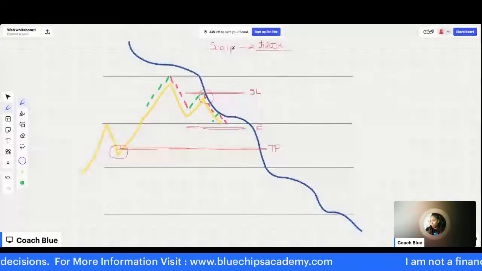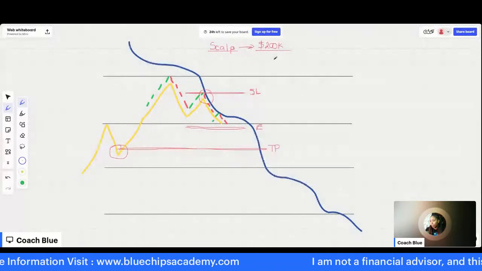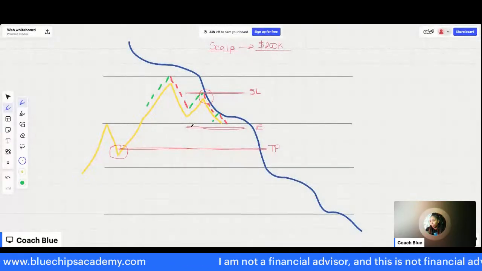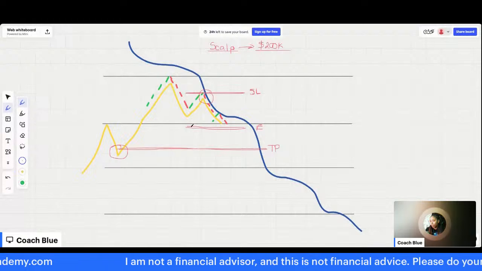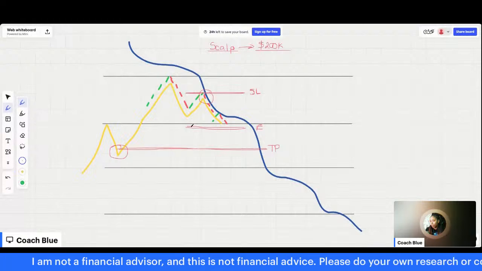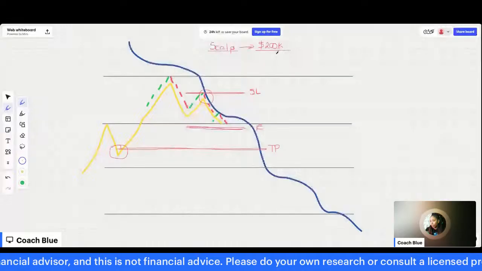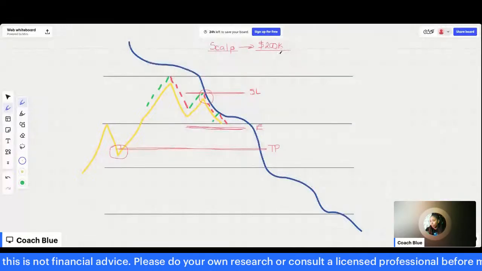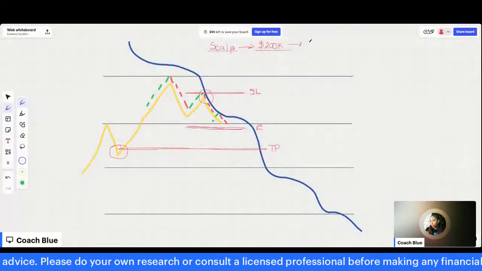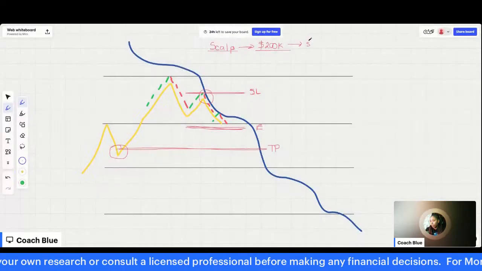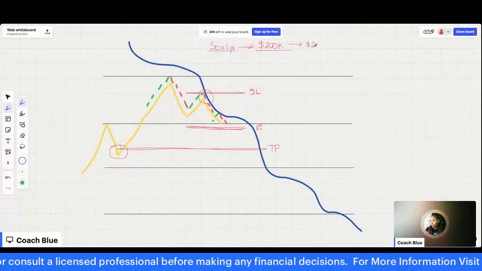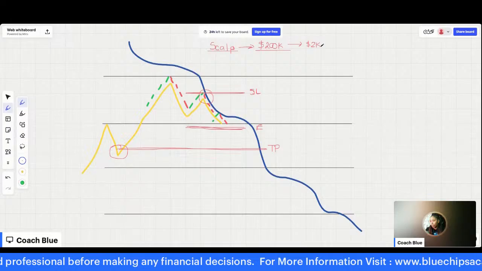So you have to understand that you cannot, because your distance for take profit and stop loss is shorter. Okay, so for example, with a $200,000 account, the maximum you want to risk in one day is $2,000. That's the maximum you want to risk in one day.